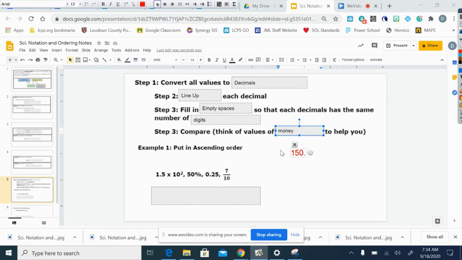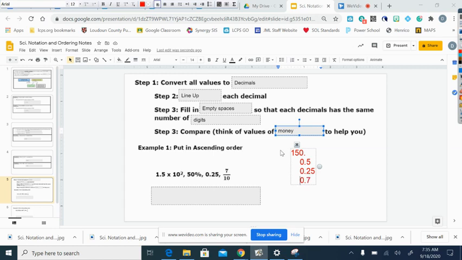Next, I have 50%. If I have 50%, that would be 0.5. I'm going to make sure these decimals are lined up though. So 0.5. The next one I have is 0.25. That's already in decimal form for me, so that's nice and easy. 0.25. And the final one will be 7/10. And if you type 7/10 into your calculator, you'll get 0.7.